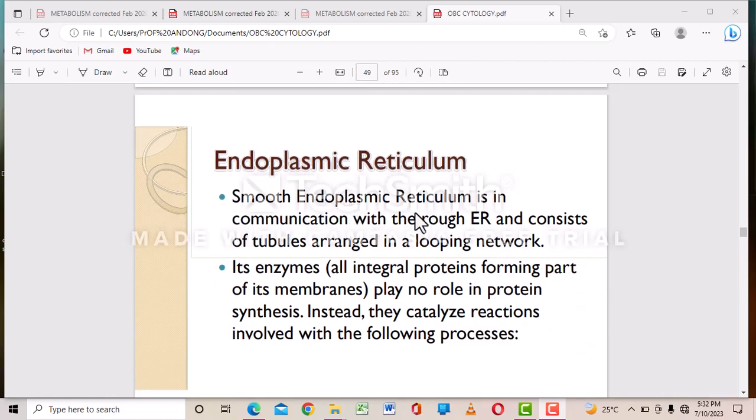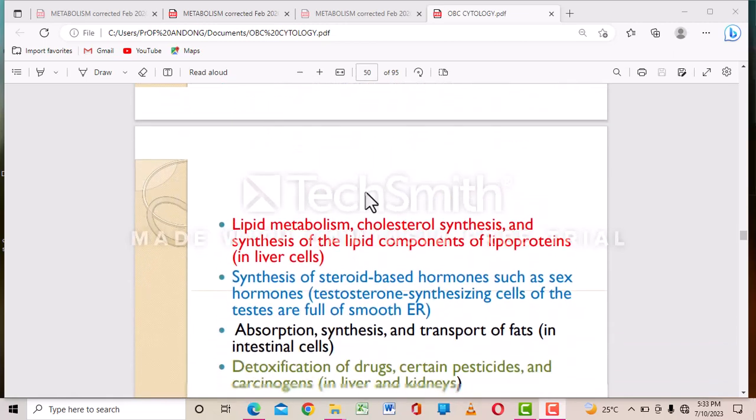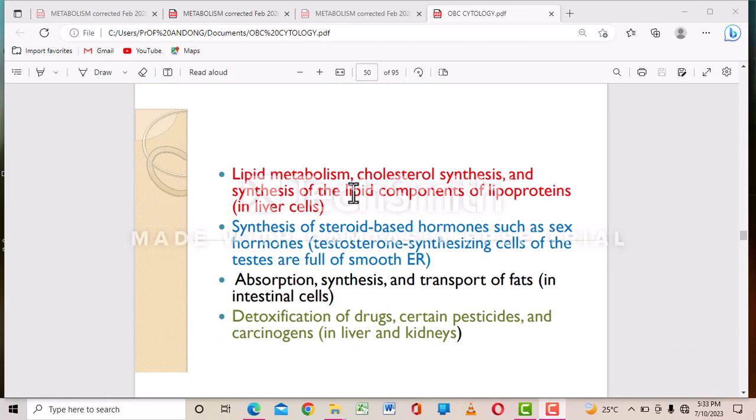The smooth endoplasmic reticulum, as we have said, actually lacks ribosomes, so therefore has no role in protein synthesis. Now, the smooth endoplasmic reticulum has basically four functions, as we are going to see. That is, they are involved in lipid metabolism, synthesis of steroid hormones.